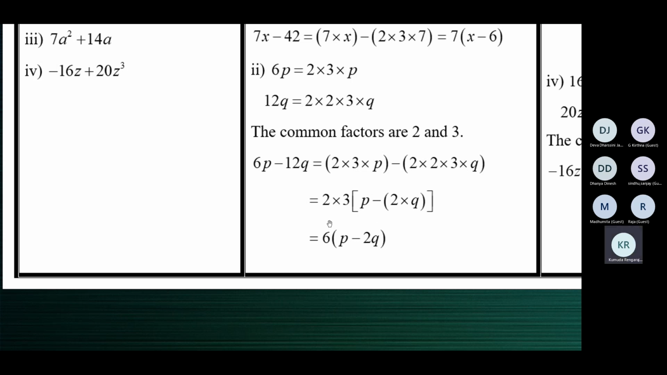You can verify. 6 into p is 6p, minus, and 6 into minus 2q is minus 12q.